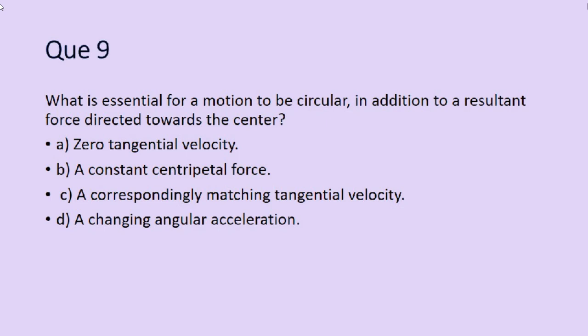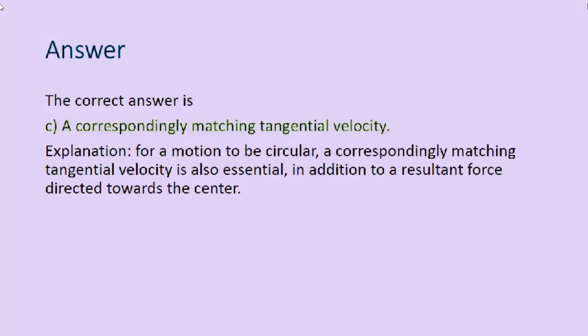Question number 9. What is essential for a motion to be circular, in addition to a resultant force directed towards the center? Option A, zero tangential velocity. Option B, a constant centripetal force. Option C, a correspondingly matching tangential velocity. Or option D, a changing angular acceleration. The correct answer is option C, a correspondingly matching tangential velocity.